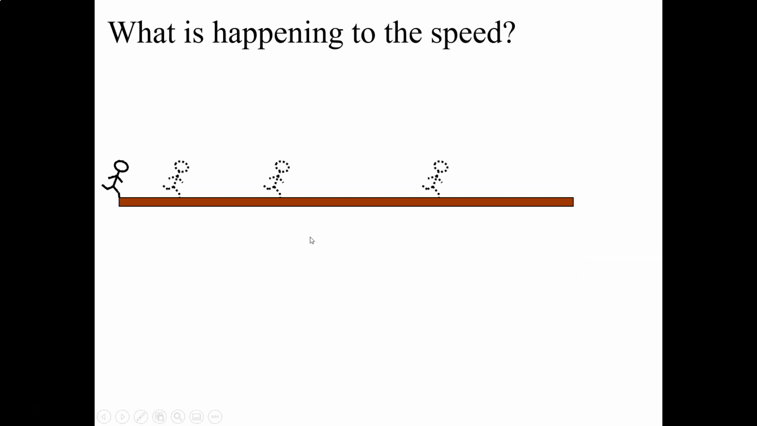What would be happening to the speed of the person here? So here the spacing is closer, and then it gradually opens up. So the person is getting faster, so their instantaneous speed is increasing. And here, the person has their instantaneous speed decreasing as they're getting slower and slower.